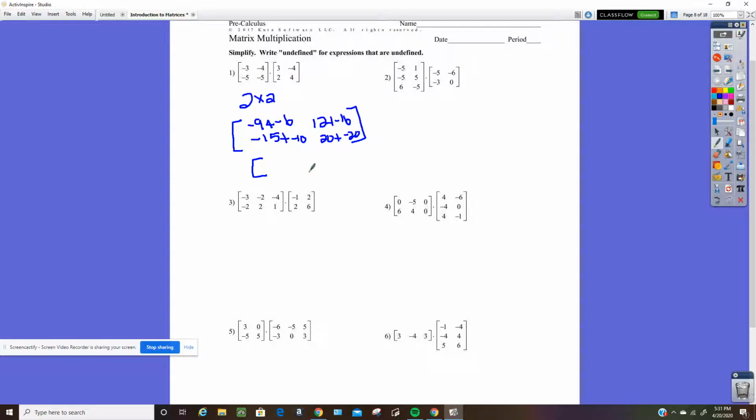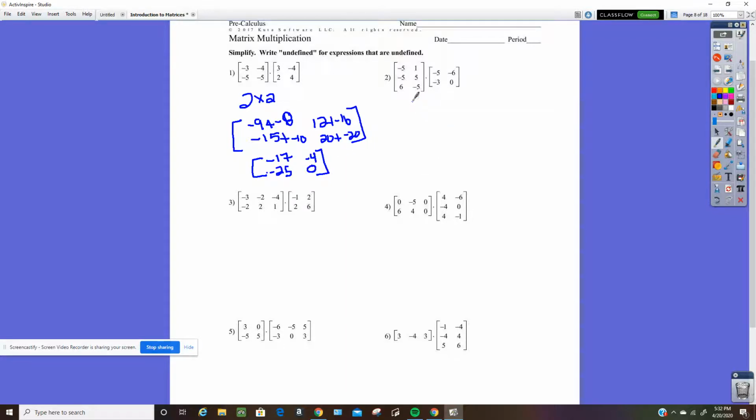So -9 plus -8 is -17. And this entry should be 12 minus 16, which is -4. And then -15 plus -10 is -25. And the final entry, positive 20 minus 20 is 0.